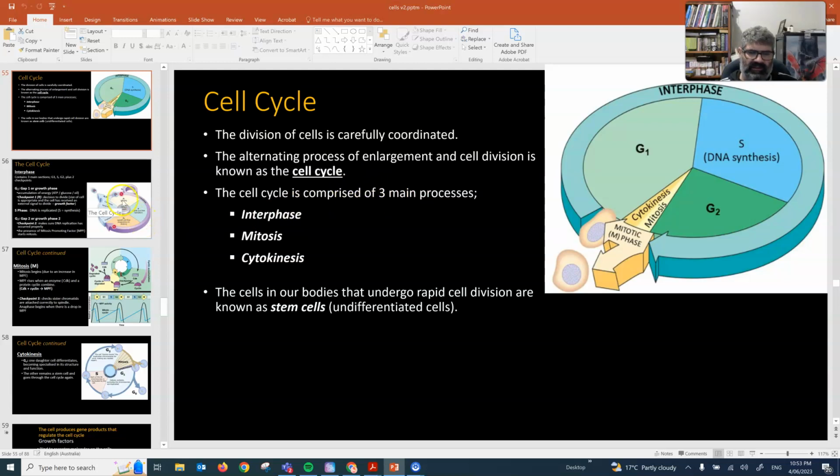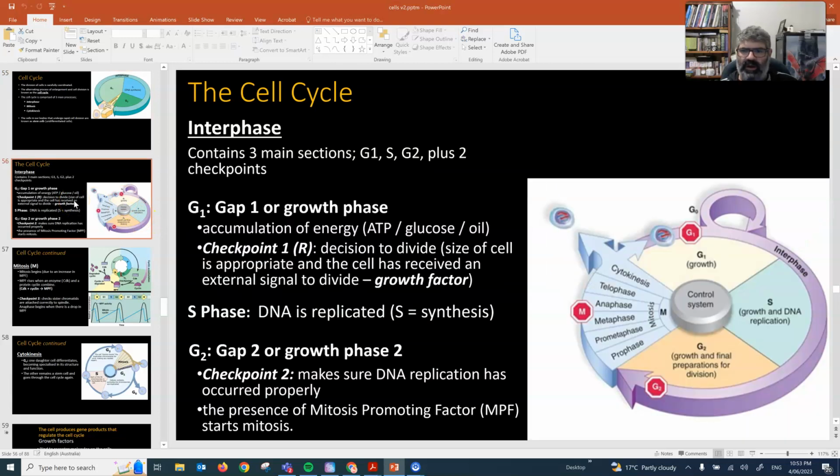And this cycle is controlled by checkpoints. If certain conditions aren't met, the cell won't continue through its cycle. It'll just stay in the state that it's in. Through interphase, you've got 2 checkpoints, G1 and G2, and in mitosis itself, you've got a 3rd checkpoint where conditions need to be met.